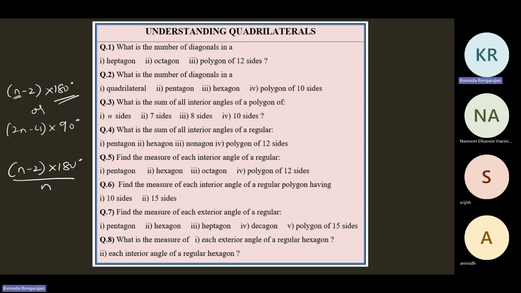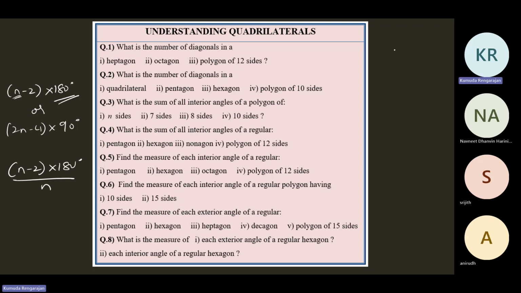So each interior angle will be (n minus 2) into 180 degrees by n. Because if there are n sides, there are n angles also. So the total sum will be divided between the n angles. So (n minus 2) into 180 by n will be the measure of each interior angle in a regular polygon.